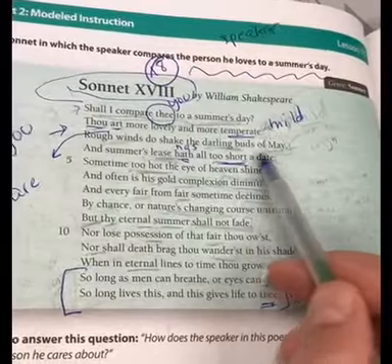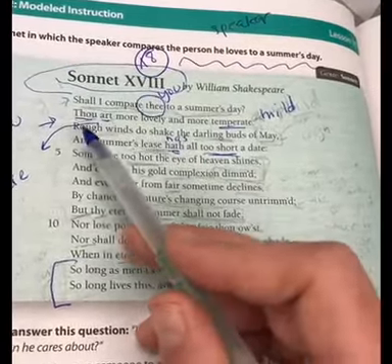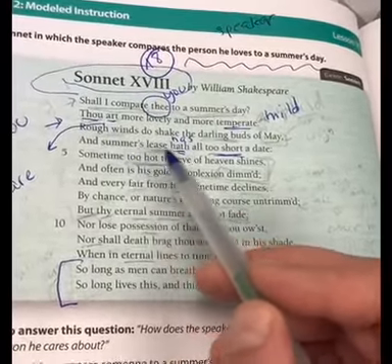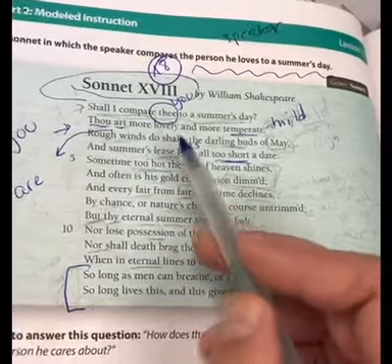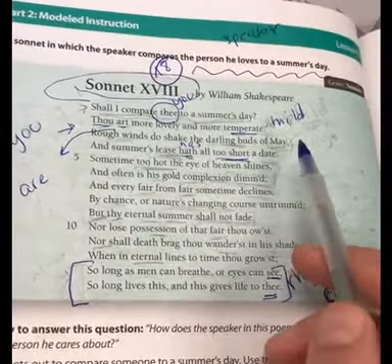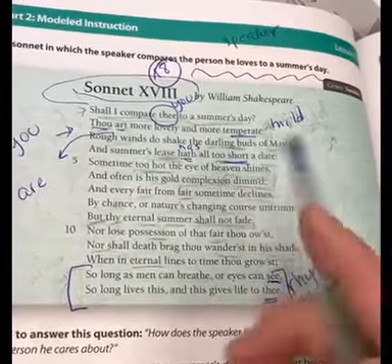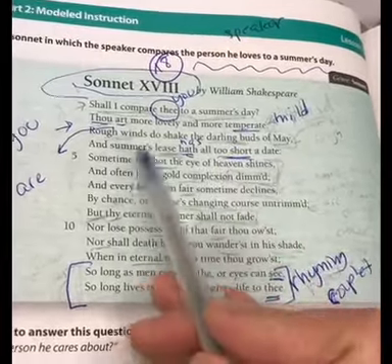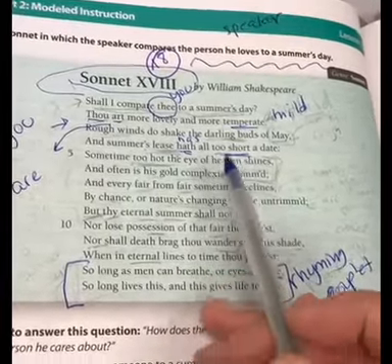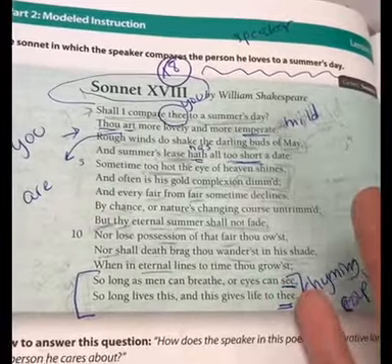So even though May can be rough at times, and even though summer is too short, these two things are not perfect, right? May has these rough winds. Summer, in and of itself, is too short. But this person that he's talking to is even better than May, which is pretty fantastic anyway. And they're even better than all of summer, because summer has an end to it.